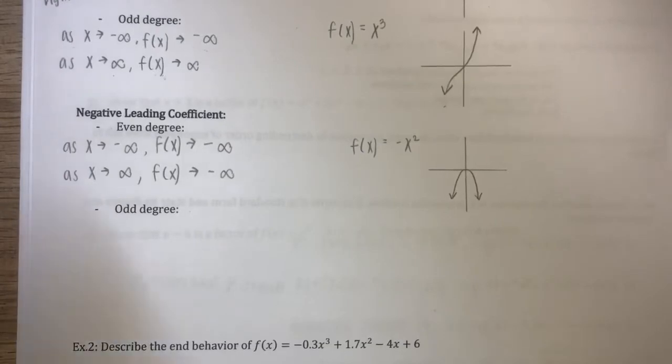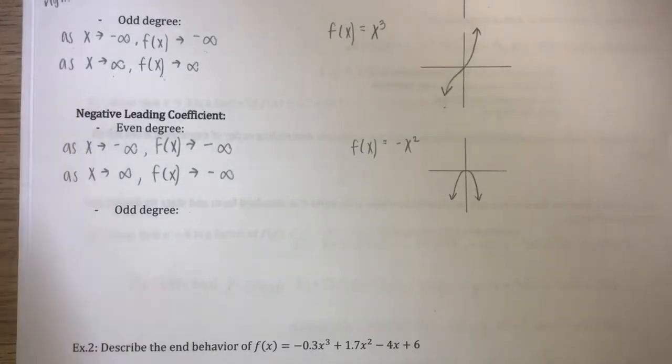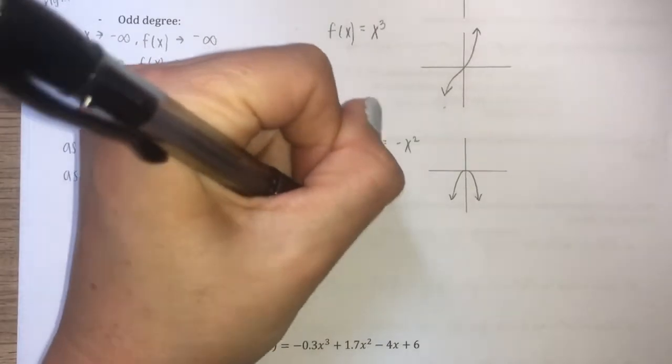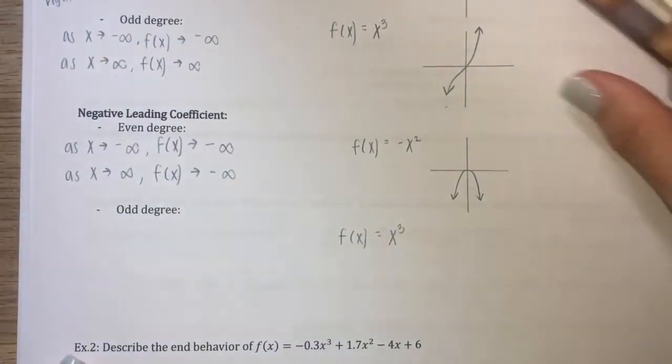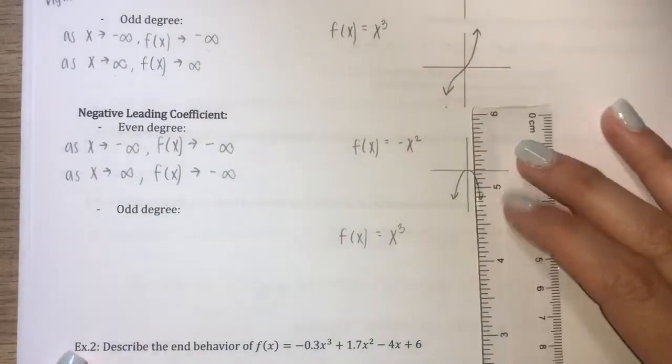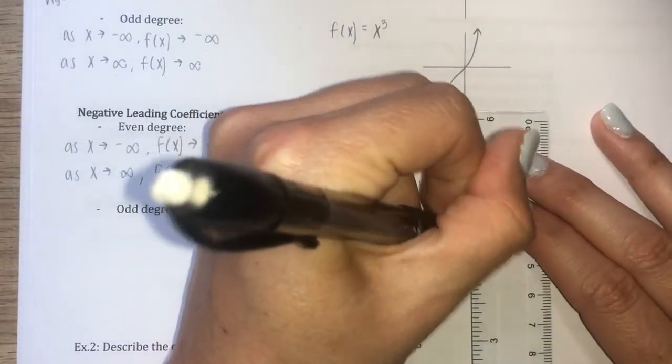And then for negative leading coefficient with an odd degree, we'll use f of x equals negative x cubed. So that's just going to be this graph but flipped upside down, so it's decreasing.